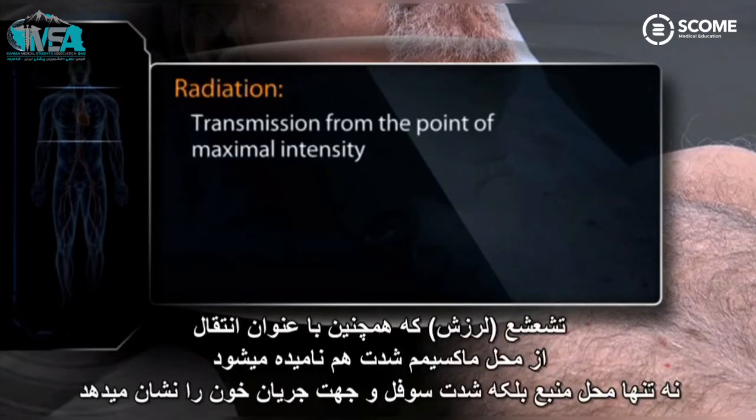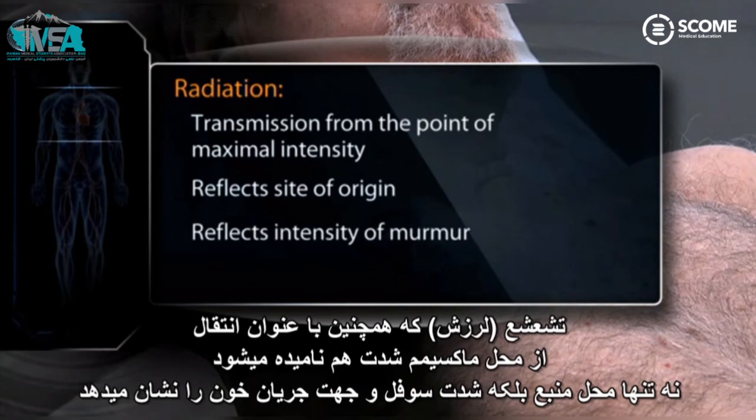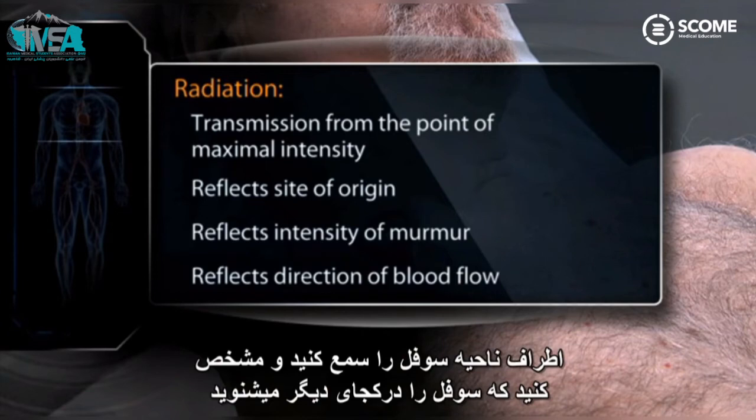Radiation, also referred to as transmission from the point of maximal intensity, reflects not only the site of origin, but also the intensity of the murmur and the direction of blood flow. Auscultate the area around a murmur and determine where else you can hear it.